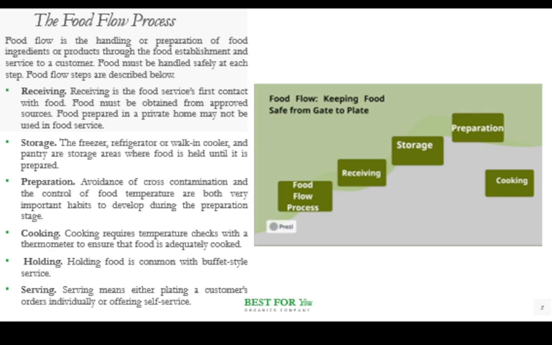TCS foods held in the danger zone, 41 degrees Fahrenheit to 135 degrees Fahrenheit, for more than 4 hours are considered adulterated and must be discarded. Temperatures are discussed in greater detail in lessons 7 and 8.